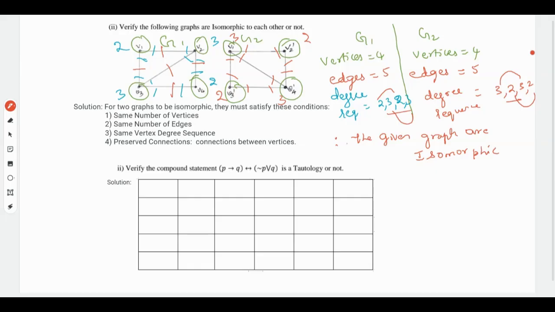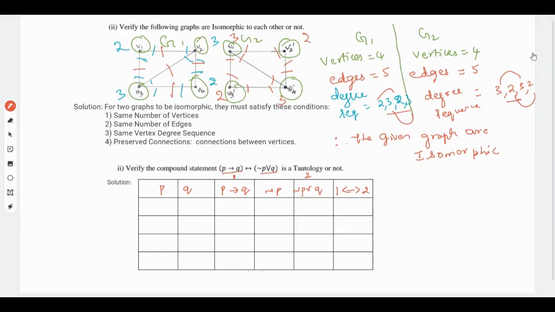Going with the next question here, the next question is verify whether it is a tautology or not. So we have P, Q. We'll go with the first one, P implies Q. Then here we go for the second bracket, negation P and Q. I'll call the first one 1 and the second one 2. I'll write here 1 double implication 2.